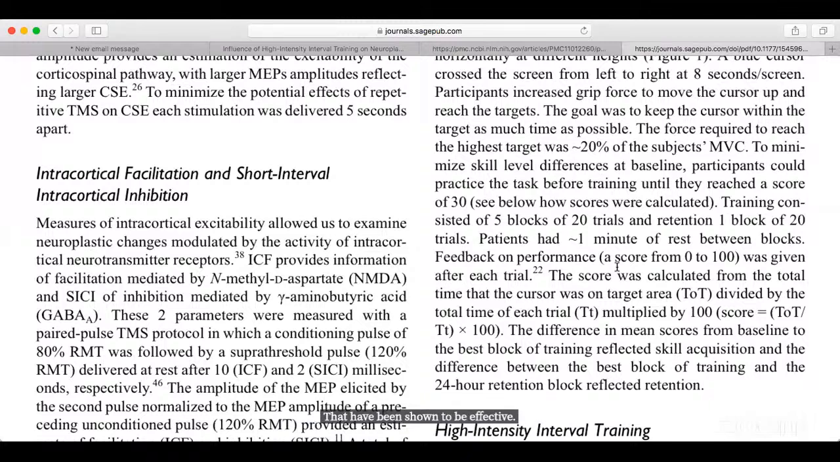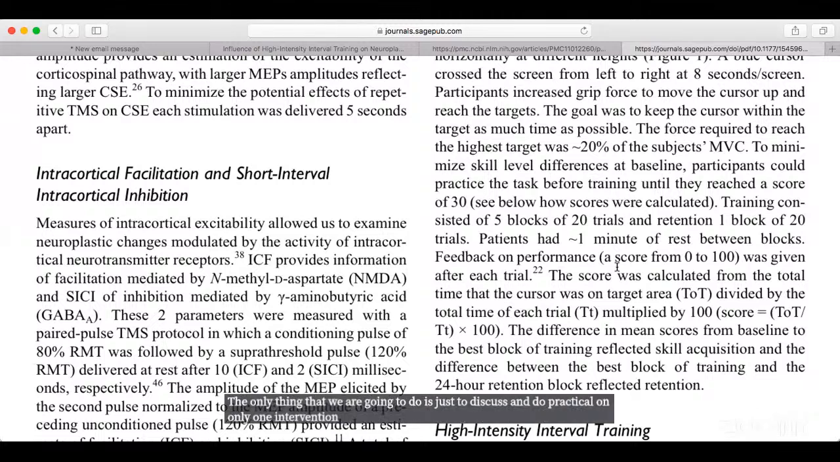They are there in RCTs and confirmed in systematic reviews. Pick them. Let our next series of workshops be specifically on this kind of interventions. We'll say that in 3 hours, the only thing that we are going to do is discuss and do practical on only one intervention that we know is important in a particular specialty.